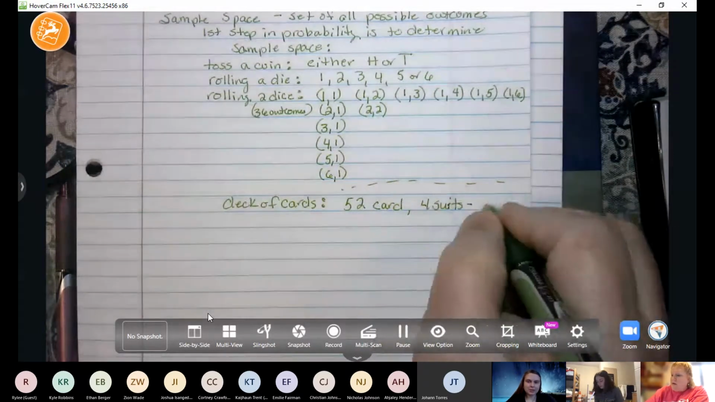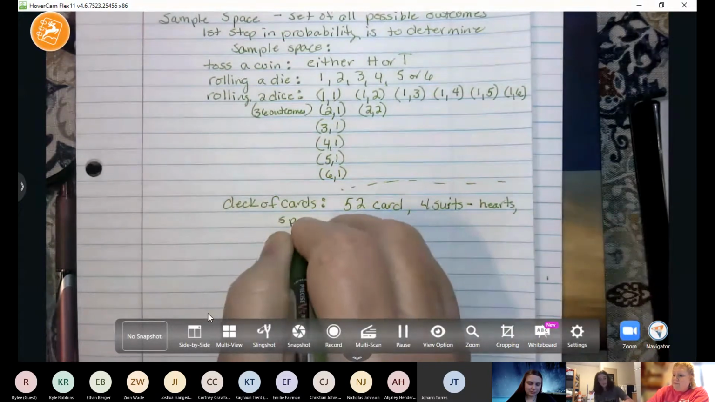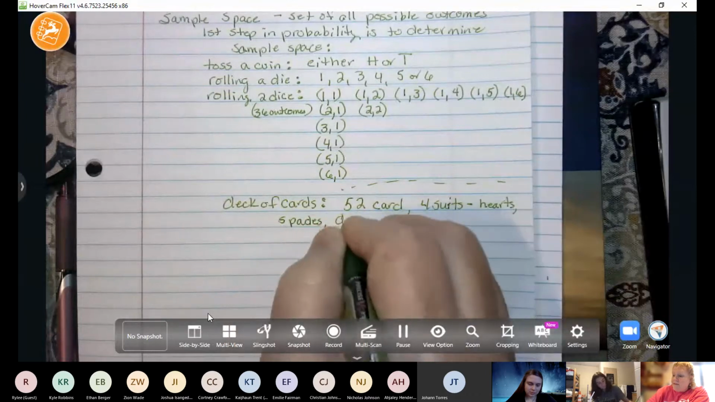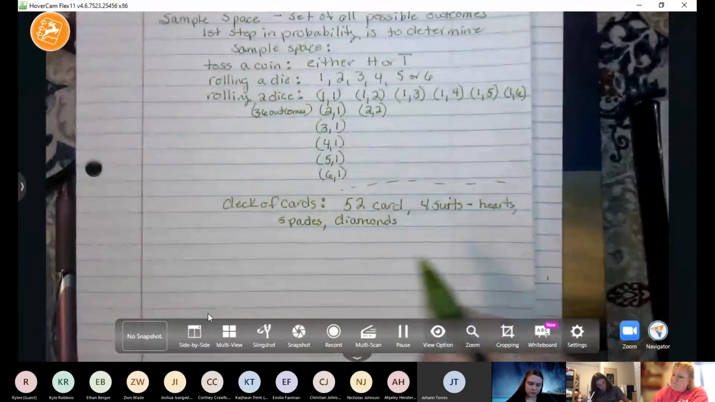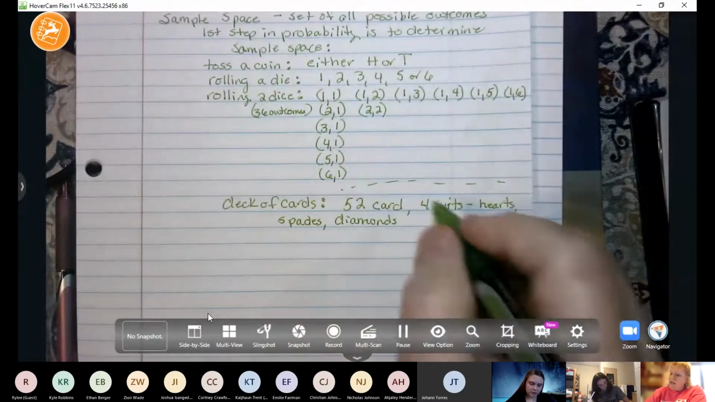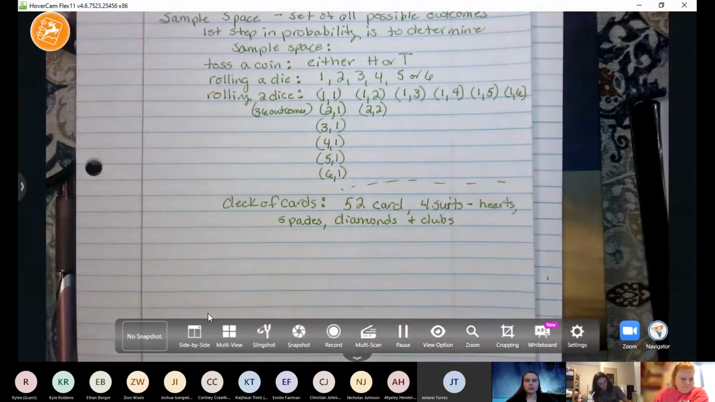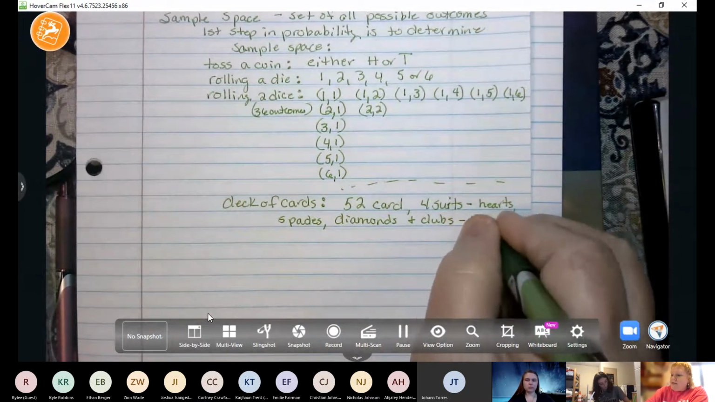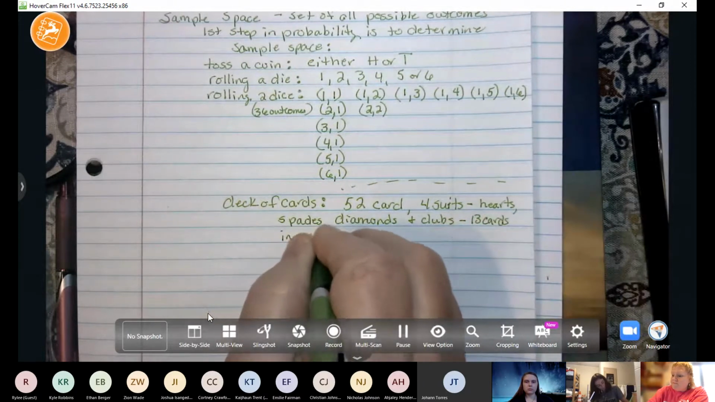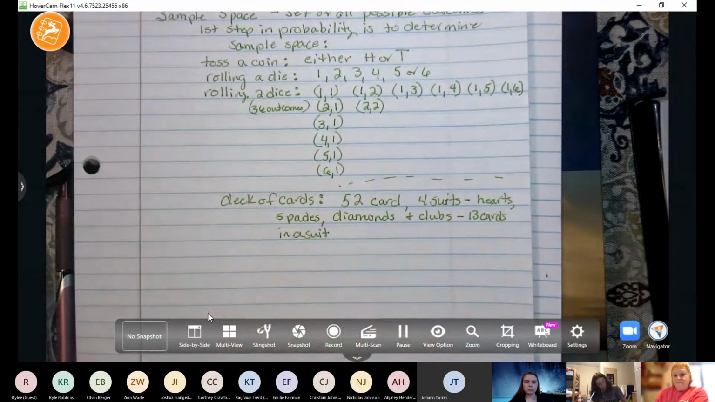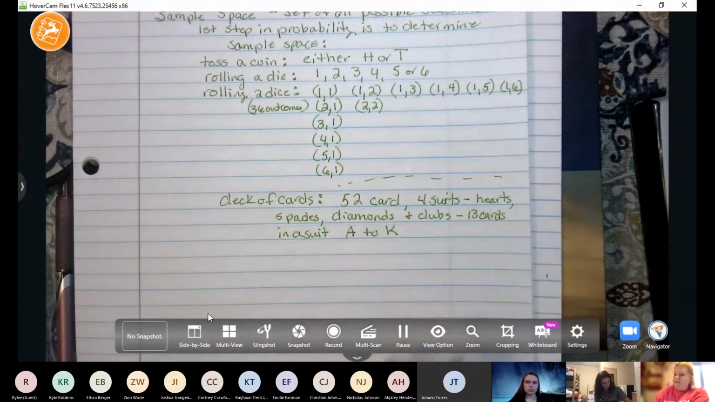The suits are hearts, spades, diamonds, and clubs. There are 13 cards in each suit. The suits go from ace to king.